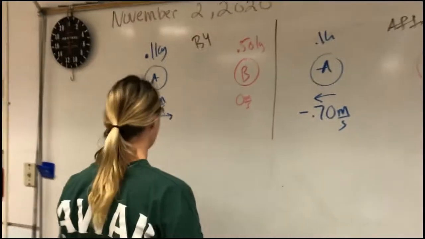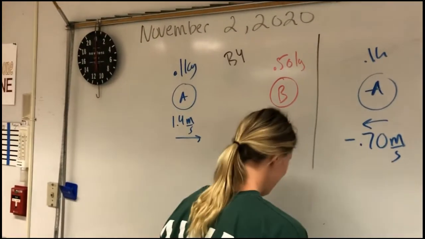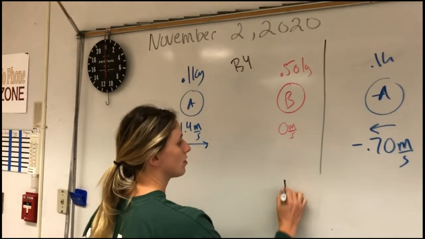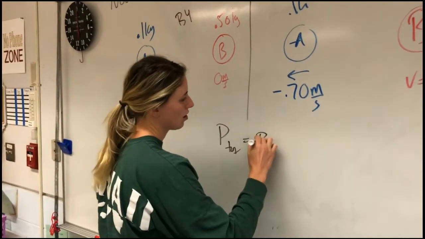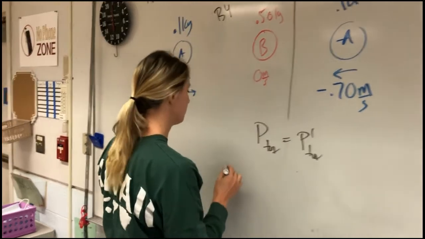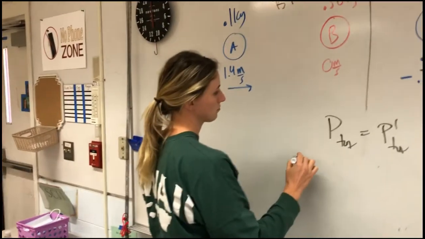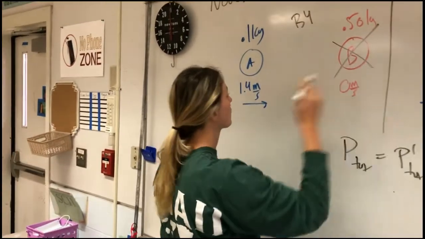A good thing is we can find it using conservation of momentum. The momentum before is equal to momentum afterwards. Before, only one thing has momentum, that's going to be 0.1 times 1.4.